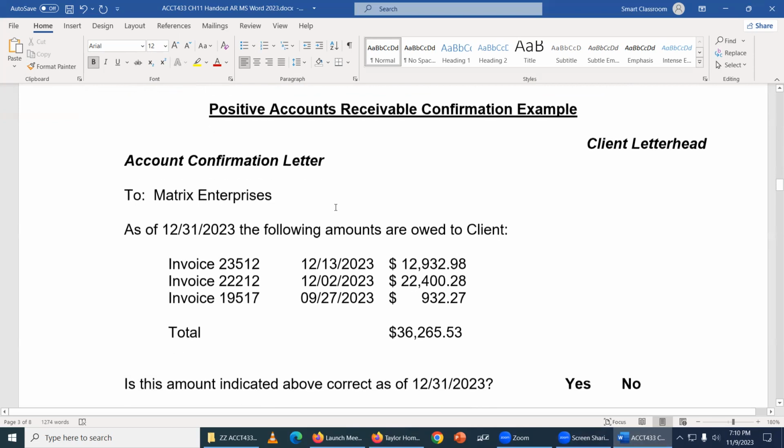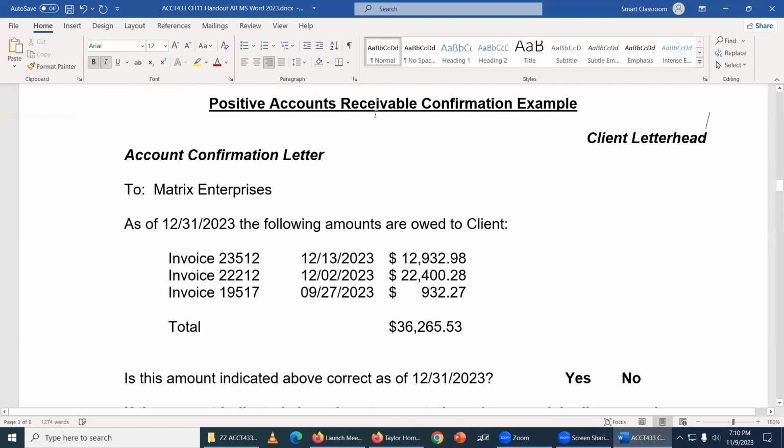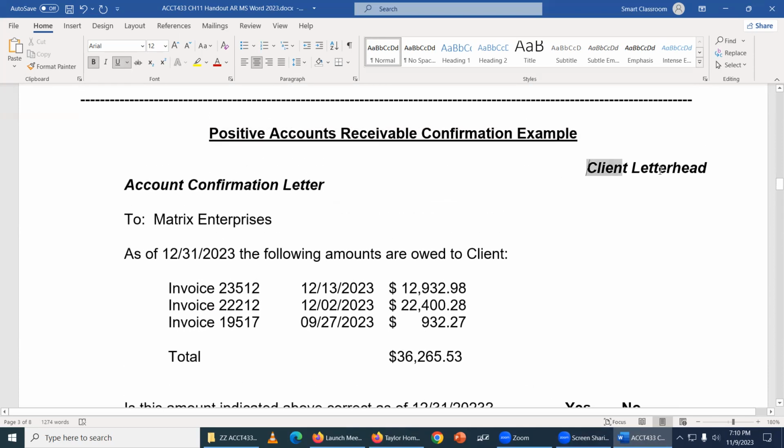So these are just some examples of a confirmation. Here's a positive confirmation. It will be sent out on the client's letterhead. Why don't we send it out on the auditor's letterhead? So let's say we're auditing IBM. We send these out, it'll say IBM confirmation. Why doesn't it say the auditors? Because that's for the client financial statement, not for the auditor's financial statement.